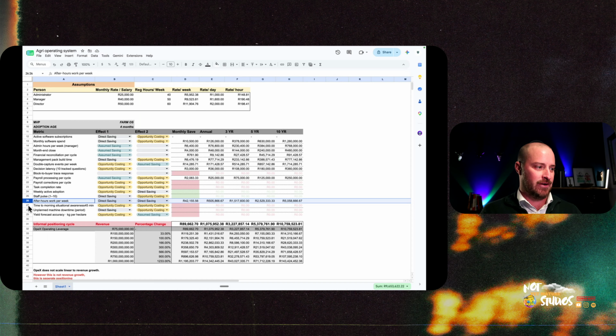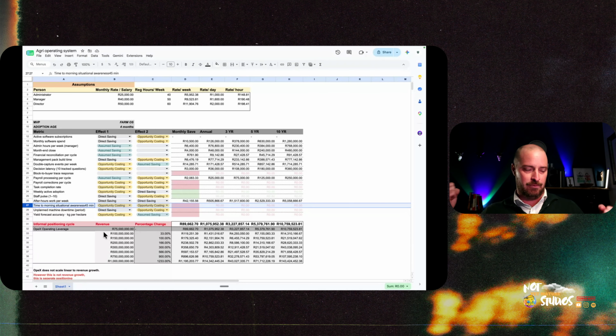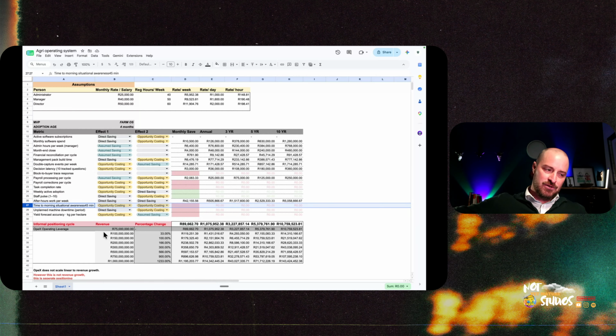And then the last 3, for the same reasons that we didn't calculate, that we do have the data, but we don't want to double calculate, is the time to morning situational awareness. This just helps managers and key people in a business to actually get to their job faster with more accurate data. So that compounds to the effect why other results might be smoother, right? So we don't want to double down on that. The unplanned machine downtime, you know what that means in your business. We didn't measure that. And the yield forecast accuracy, kg per hectare.